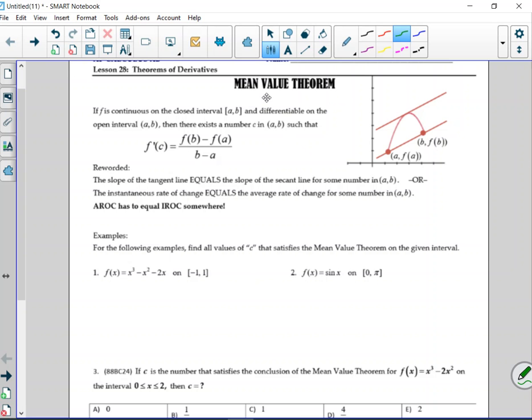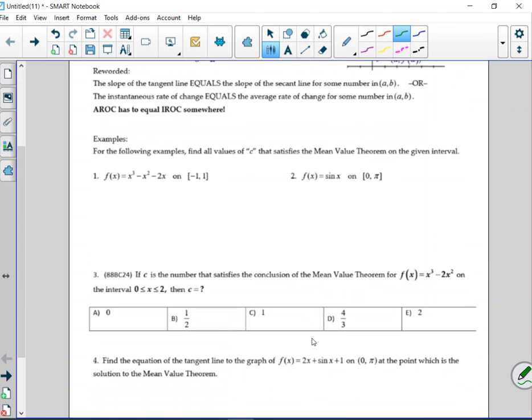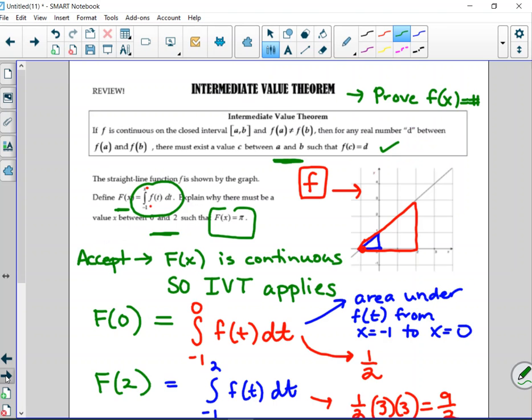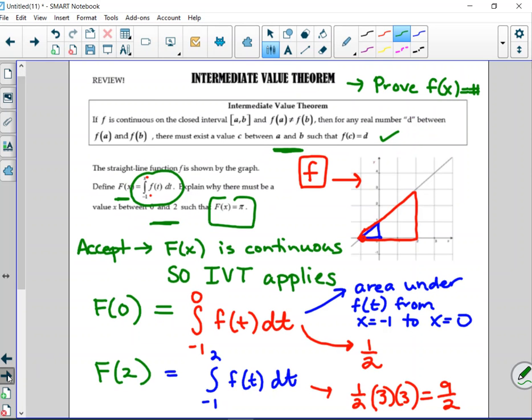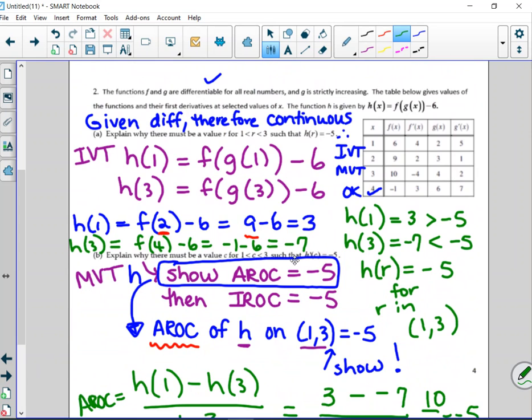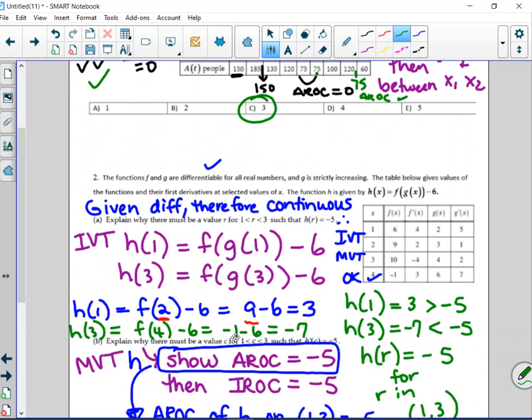One that specifically states, hey, use the mean value theorem, and another one that's not explicit, but is a mean value theorem question because you're trying to prove that the derivative does something special. Okay. All right, any questions?